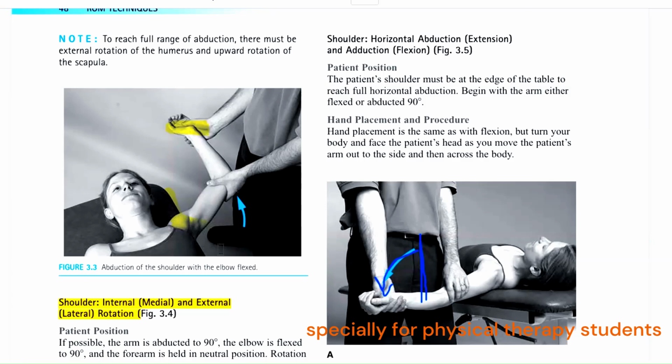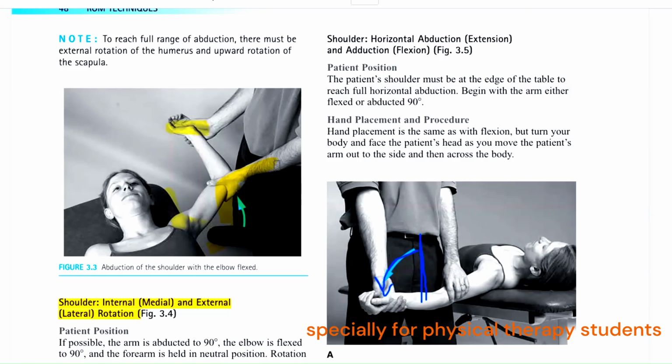Now you have to hold the patient's hand. As a doctor or therapist, you hold the patient's arm and forearm with both your hands, like this. Hold the arm above the elbow, and the forearm at the wrist and hand as well. Start the movement from there, follow this arrow, and reach as far as the patient can perform the movement.